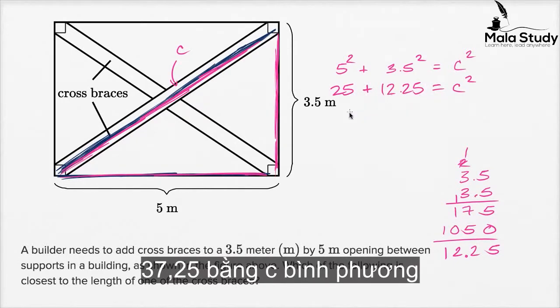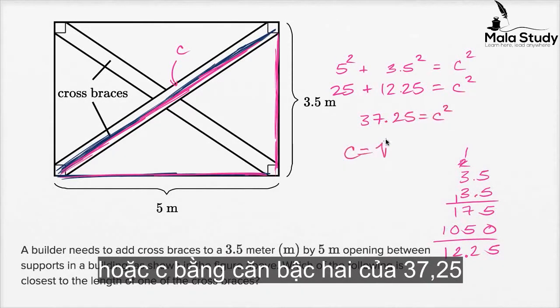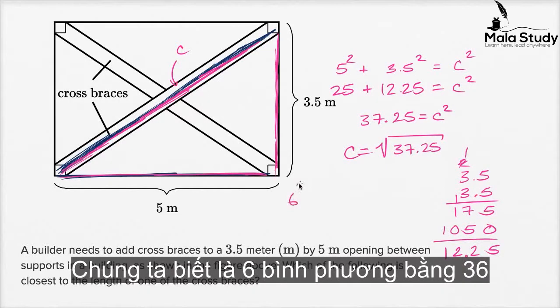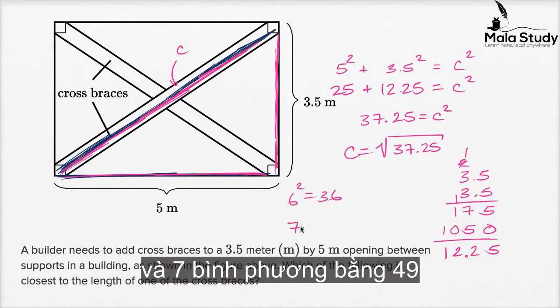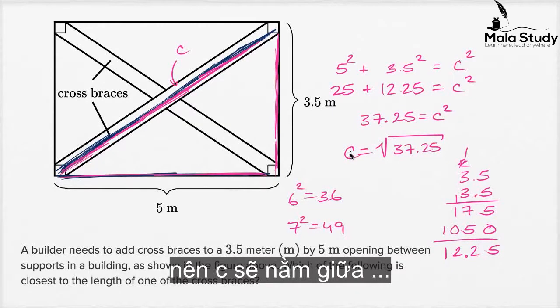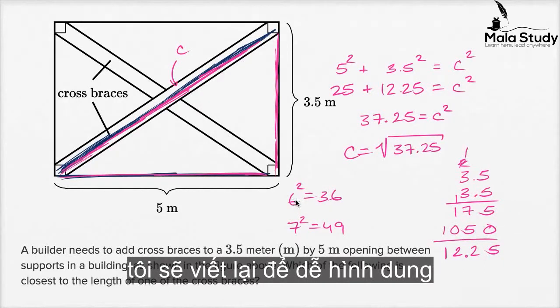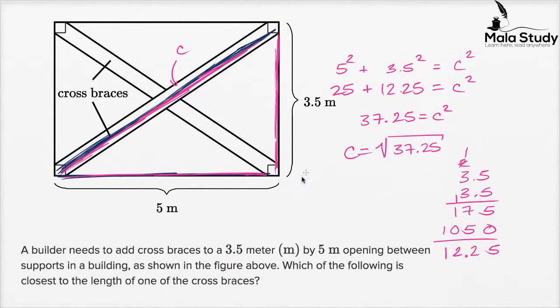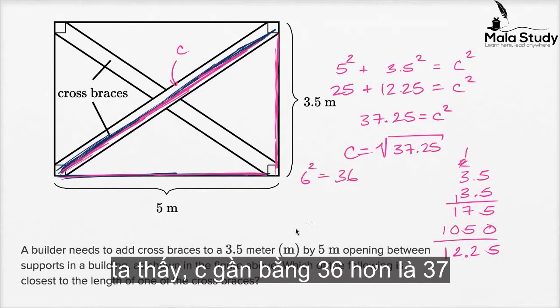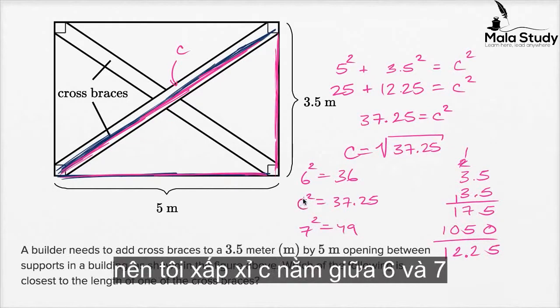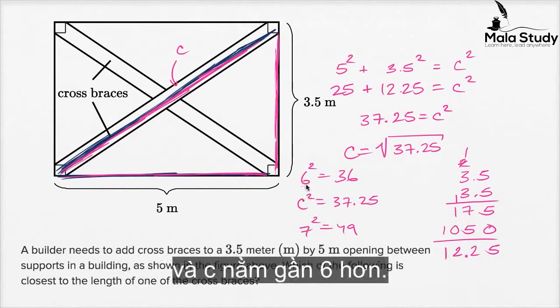Now 25 plus 12.25, that's going to be 37.25, which is equal to c squared, or we could say that c is equal to the square root of 37.25. Now let's think about what this is. We know that 6 squared is equal to 36, and we know that 7 squared is equal to 49. And we know that c squared is equal to 37.25, which is larger than 36, but closer to 36 than it is to 49. So I'd approximate c would be between 6 and 7, and closer to 6.